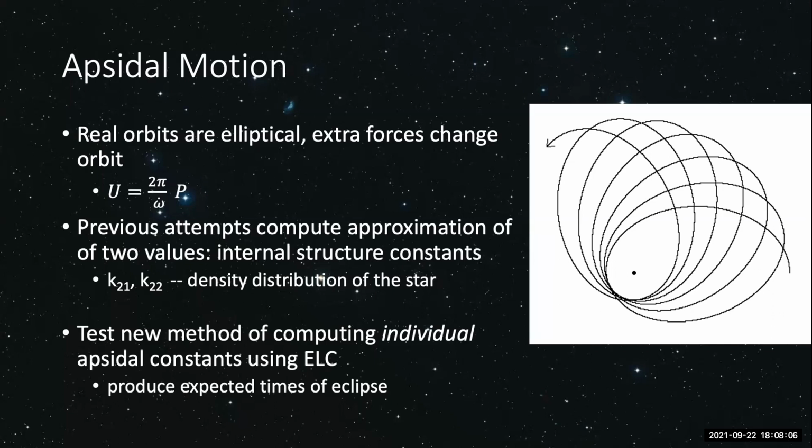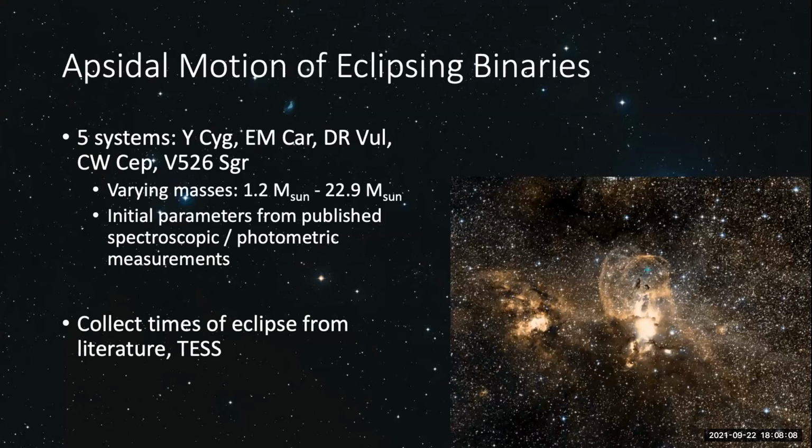So what we do is, for 5 systems, YSIG, EMCAR, DRVOL, CWSEP, and V526 SGR, we use initial parameters from previously published work, things that are generally accepted, and we collect times of eclipse from the literature, as well as the Transiting Exoplanet Survey Satellite, or the TESS mission. It's gotten some really good photometric data that we can use.